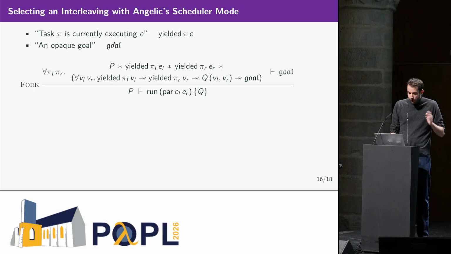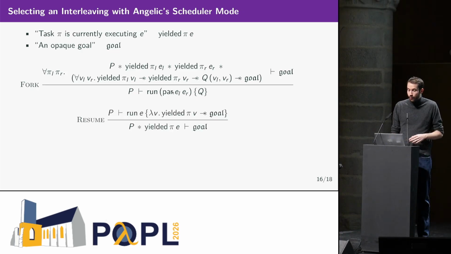So the rule for fork, to verify run of par EL ER, you get to assume two task identifiers, pi L and pi R. You get to suppose that pi L executes EL and pi R executes ER. And then you get something like a continuation that says that when pi L reaches a value VL, pi R a value VR, and the post-condition Q holds, then you can prove this opaque goal. And then your goal is this opaque thing. Then of course you're a bit stuck here.